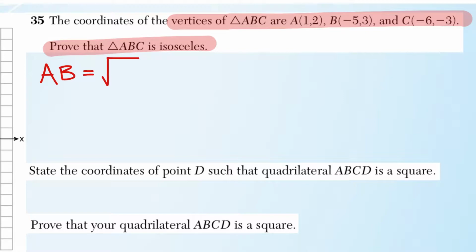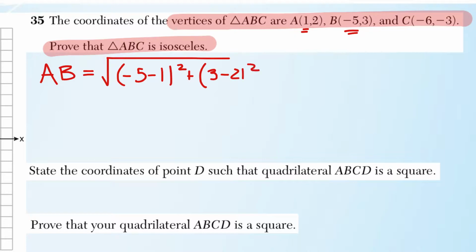So it's going to be the square root of, and then in brackets, remember we do x2 minus x1 squared. So our x2 is the x value of B, so it'll be -5, and then minus x1, which is +1, that'll be squared. And then we'll add y2 minus y1, so that would be 3 minus 2 squared. That works out to become the square root of 37.